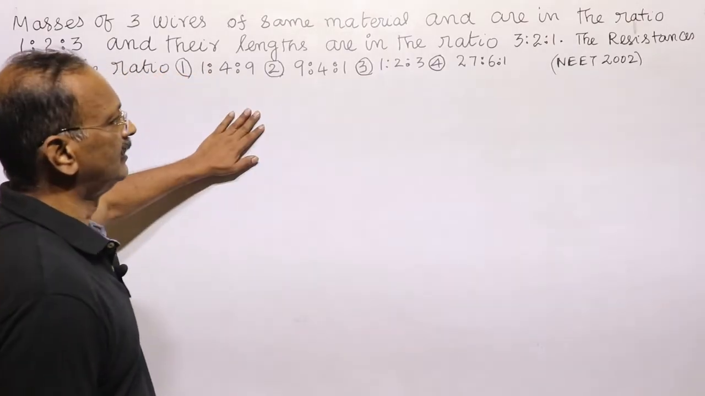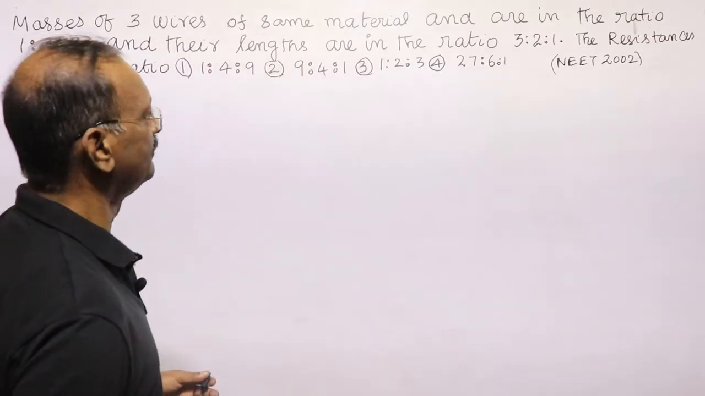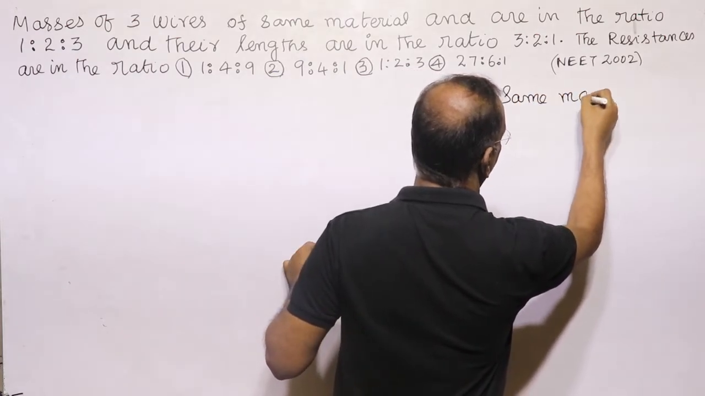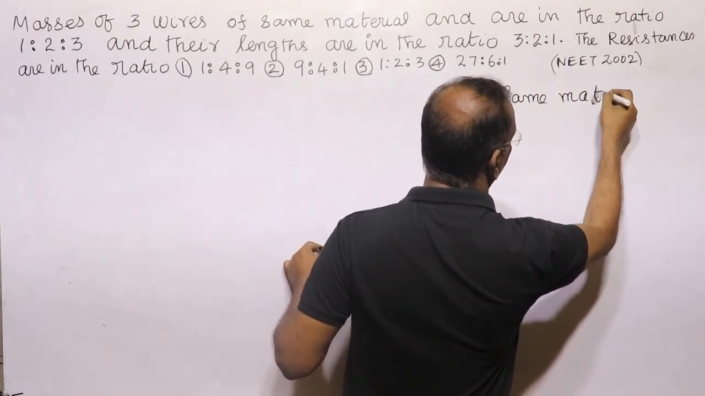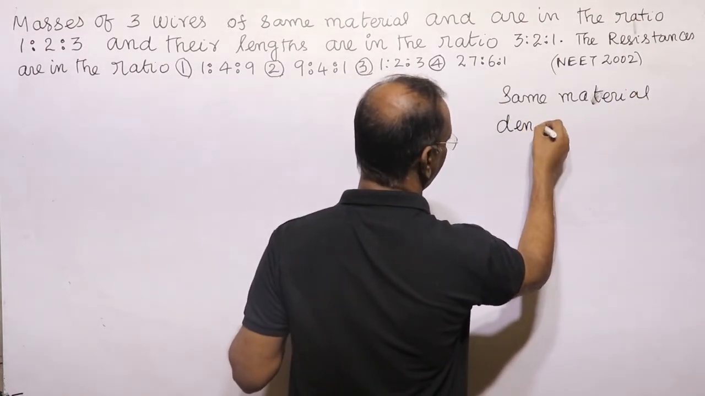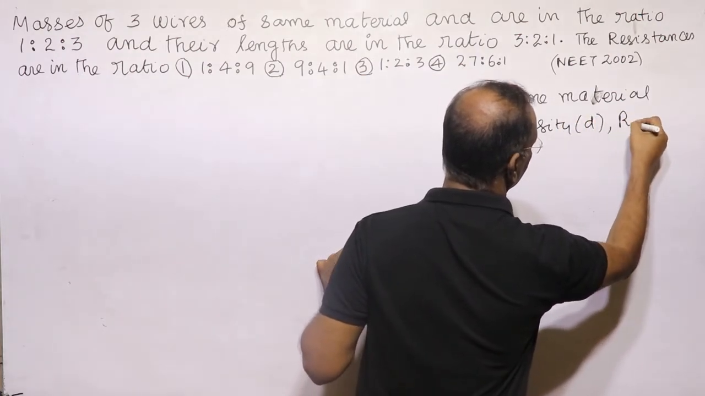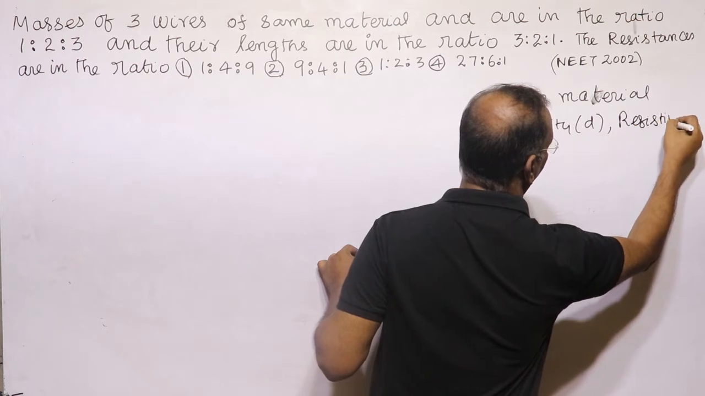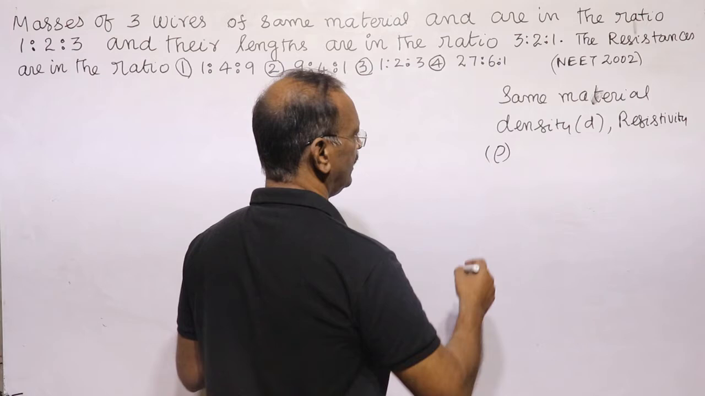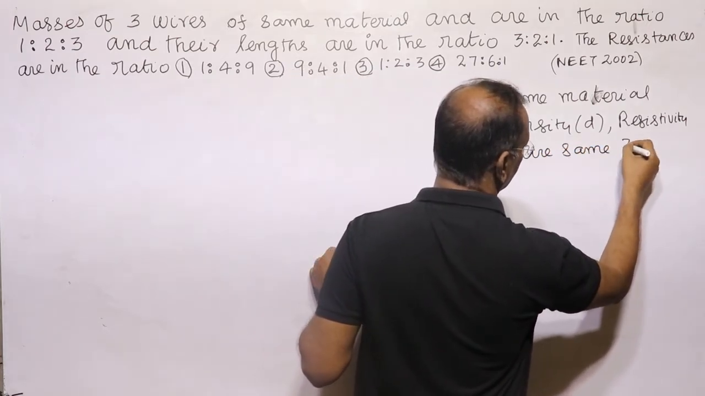In this numerical, it has appeared in NEET 2002. Masses of three wires of the same material. See, it is the same material. Same material means density D and resistivity rho are both the same for the three wires.